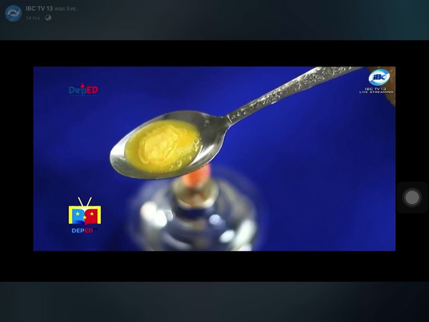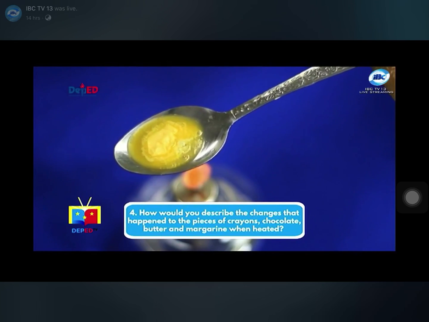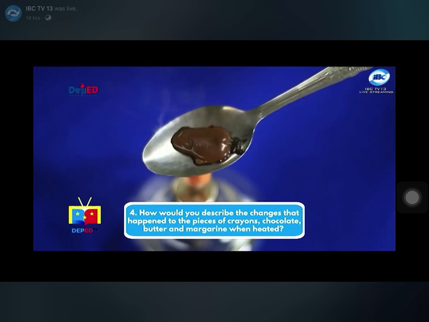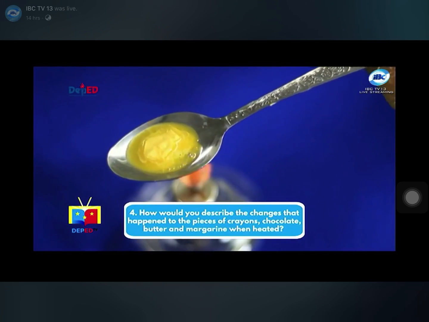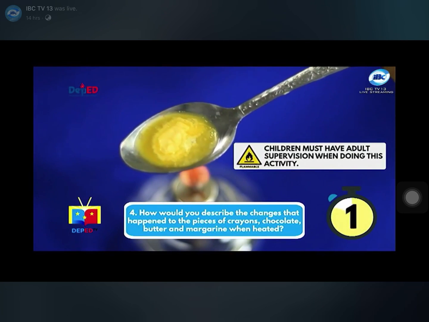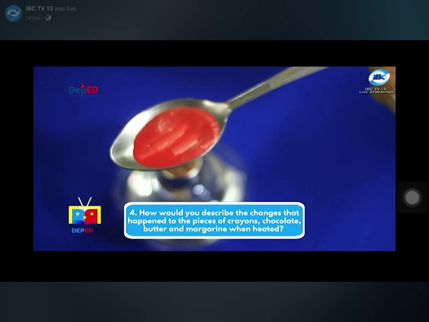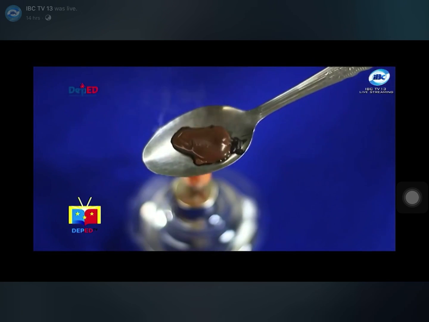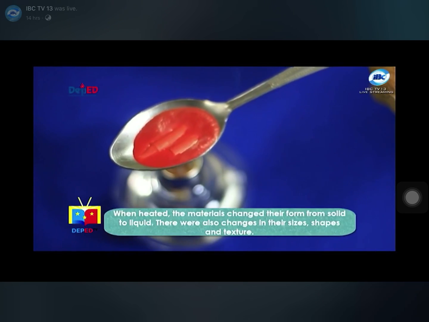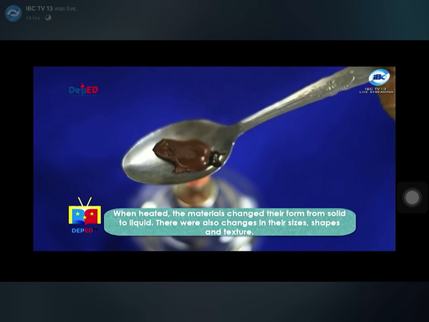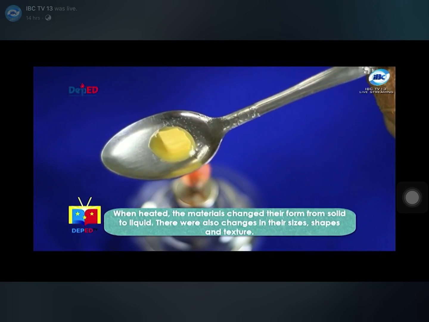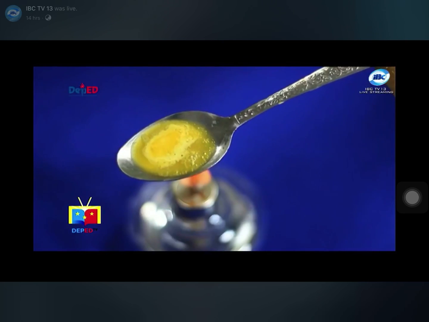Number 4. How would you describe the changes that happened to the pieces of crayons, chocolate, butter, and margarine when heated? The pieces of crayons, chocolate, butter, and margarine changed their form from solid to liquid when heated. There were also changes in their sizes, shapes, and texture.